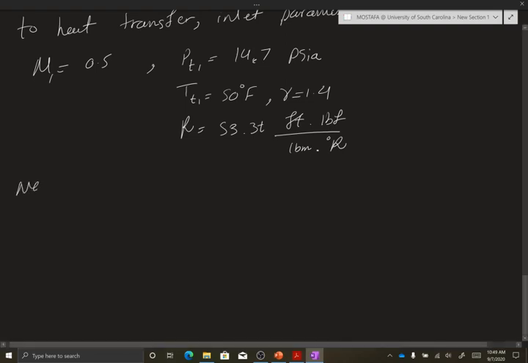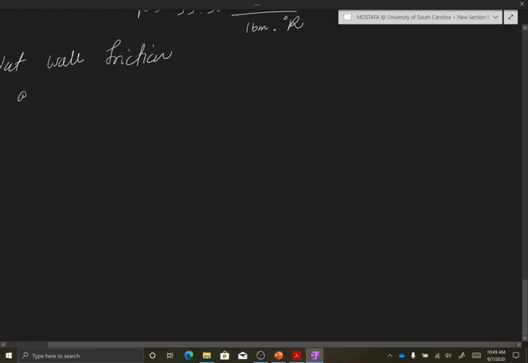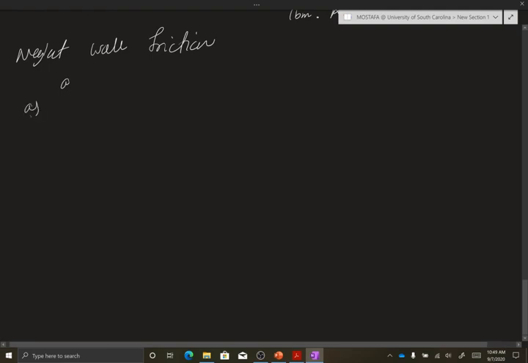We are told to neglect the wall friction. So Rayleigh flow, again, heat transfer, constant area, neglecting wall friction means we are dealing with the Rayleigh flow, and we have to calculate the new inlet Mach number, M1 prime, if Q is equal to Q1 star.